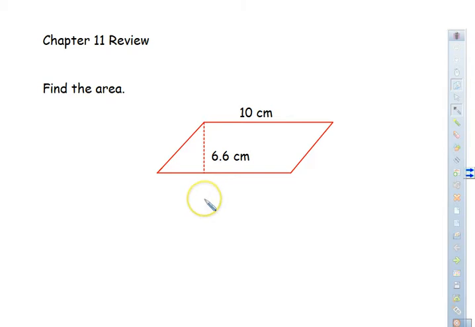I'm going to run through these. You can always hit pause before you do it. That would be the best way of doing this, and then compare your answers. So I would go ahead and hit pause and solve this.